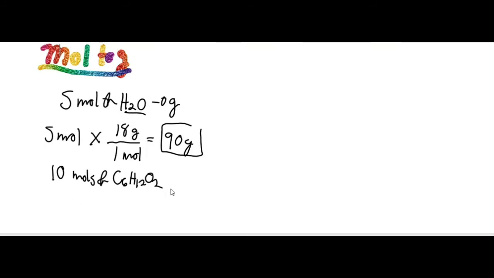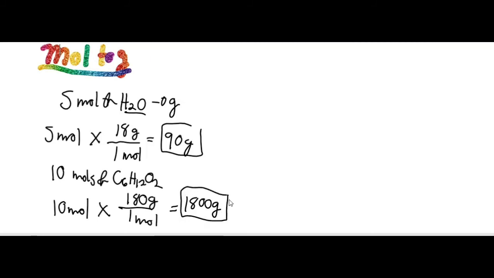So we want to convert it into grams. So 10 moles times, what's the molar mass of glucose? It's 180 grams divided by 1 mole. So it would give us 1,800 grams. That's how you get it. Okay, let's try another one.